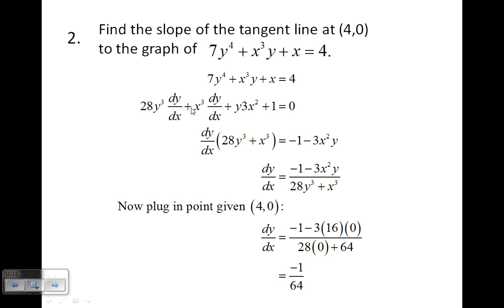I go ahead and pull dy/dx out of the terms that have it in it and solve. I get this equation. This will represent the slope of this fourth degree polynomial. This is the slope of that fourth degree polynomial at any point. I'm interested in the slope at the point (4, 0). So I go ahead and plug in 4 for x and 0 for y, and I got my answer.